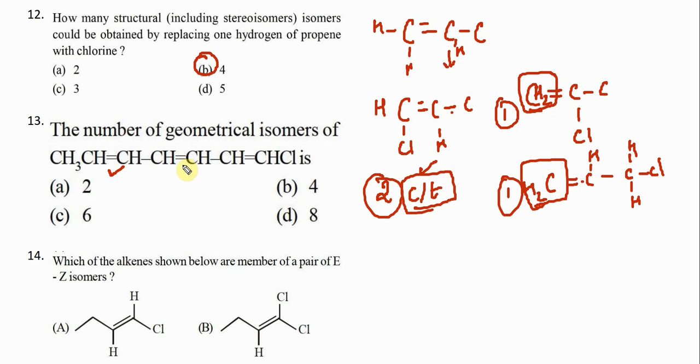The number of geometrical isomers of this compound is, so can this show geometrical isomerism? Yes. Can this show geometrical isomerism? Yes. Can this show geometrical isomerism? Hydrogen and chlorine wherever? Yes. 2 to the power 3 equals 8. And there are 3 places. 2 to the power how many places? 8. So delta. Simple.